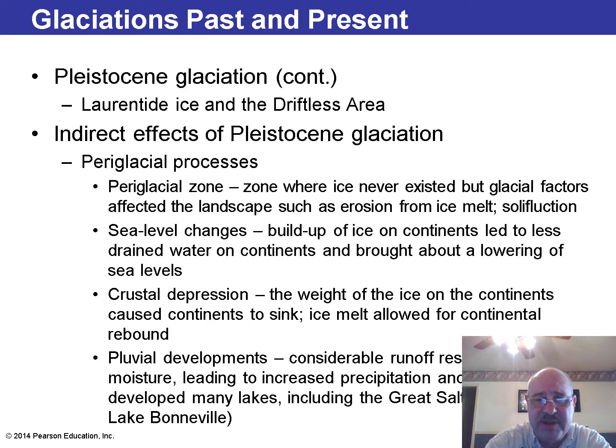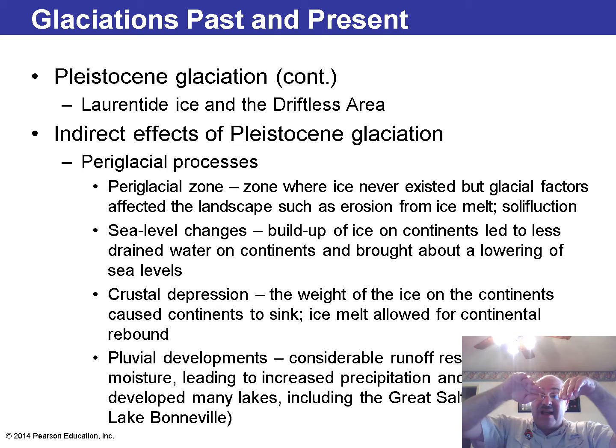Sea level changes, buildup of ice continents led to less drained water in the continents and brought about lowering of sea levels. Now, we've talked about this in class. This is isostasy again, right? So, again, I'm going to try and do this. Hopefully you can see me. Isostasy, when you have ice in the middle of the continent, it causes the edges to bow up, right? Which means if the edges of the continent bow up, sea level goes down. So that's one thing that affects overall sea level.